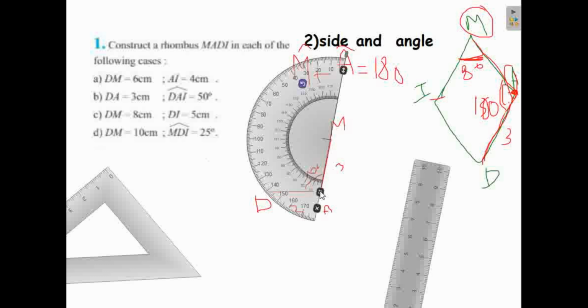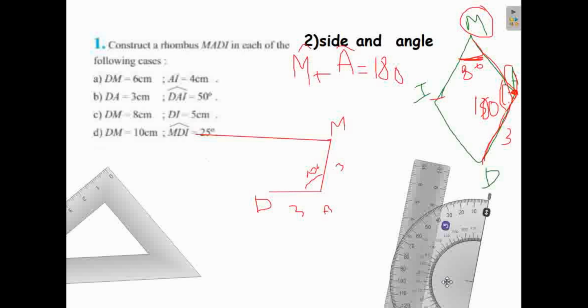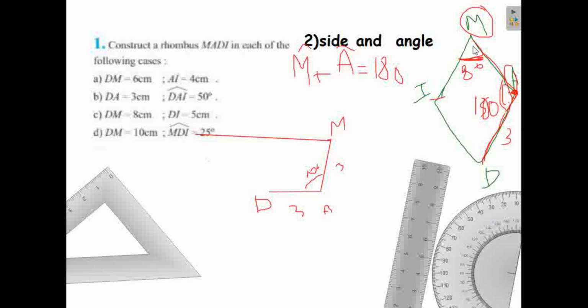Then we are going to open our angle. So of course we are going to search where is the 0. So this is 0, 10, 20, so we are using the inner numbers, right? From M we are going to open 10, 20, 30, 40, etc. until I reach 80, and I'm going to elongate that a little bit to the outside. Approximately this is 80. I'm going to remove my protractor, and now I have this line MI.